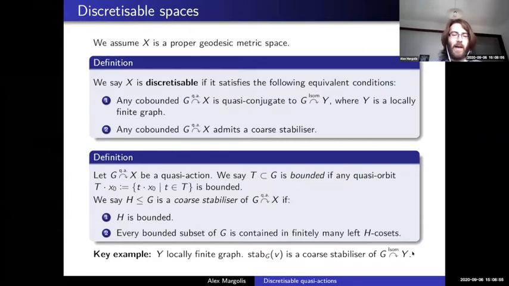This gives the one implies two direction in the definition of discretizability. So this is really just a reformulation of saying that there's some nice subgroup which has the properties you'd expect of the stabilizer of a vertex if you had an action on a locally finite graph. And going forward, this coarse stabilizer is the property we want to use that will allow us to prove things about discretizable spaces.